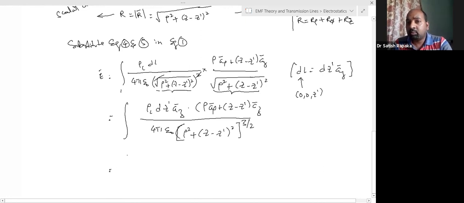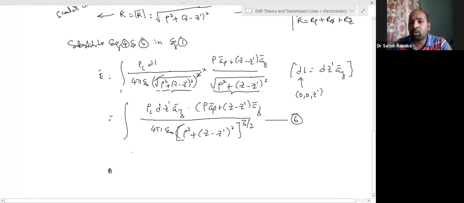And one more thing. Okay, so here let us keep this equation. Let us say this is equation 6, right? And here the integral limitations we need to find out.